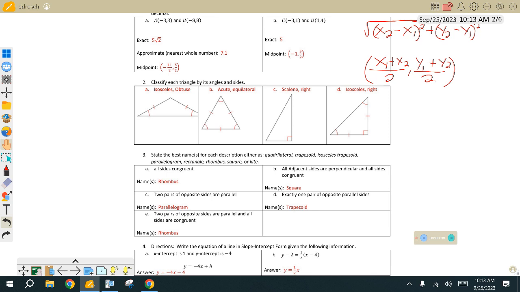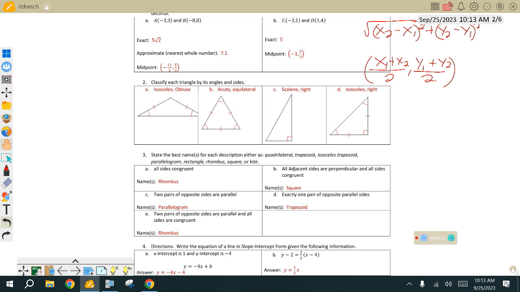But distance and midpoint formula, again, you guys are responsible for that. Okay? You guys are responsible for knowing those two formulas. I've been giving you a lot of practice with the distance and midpoint formula, so please make sure you know those two formulas. Those aren't going to go away.